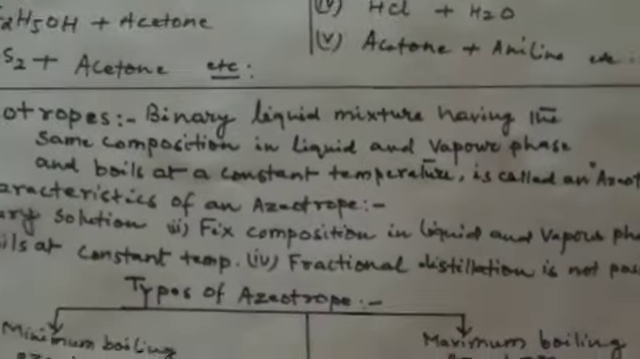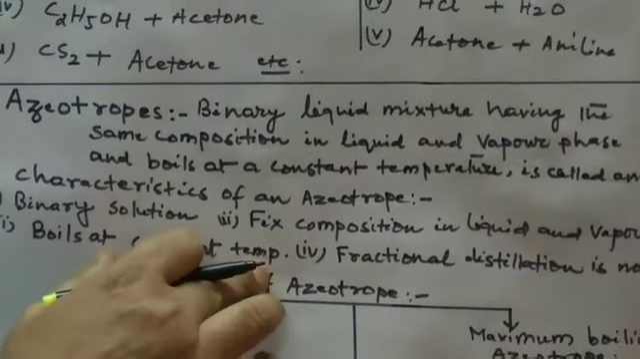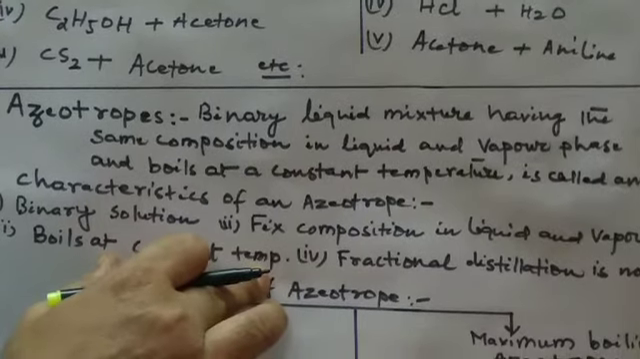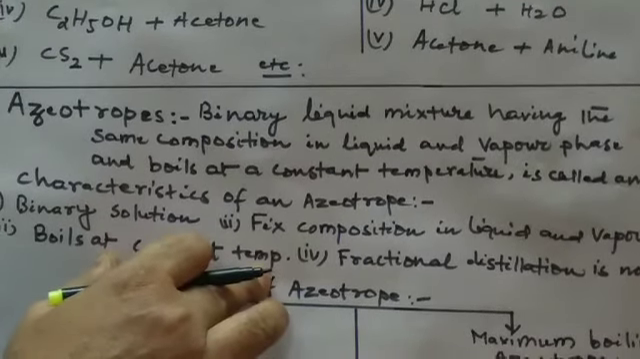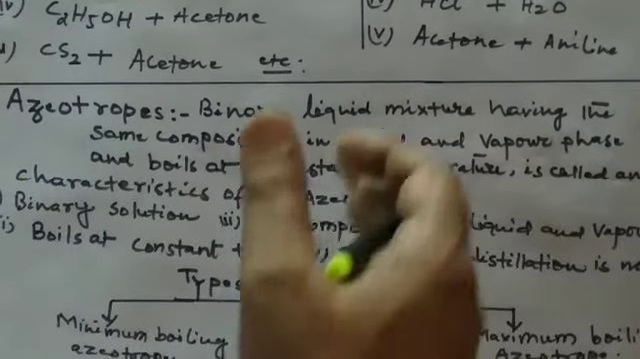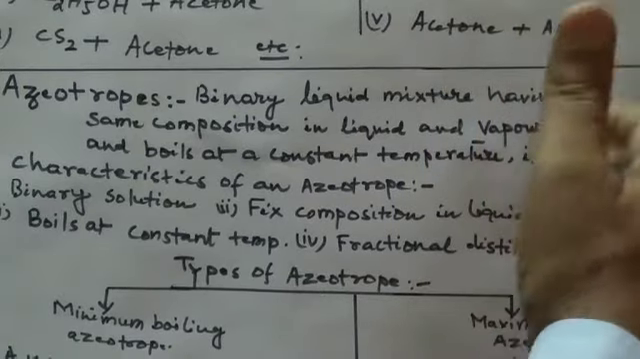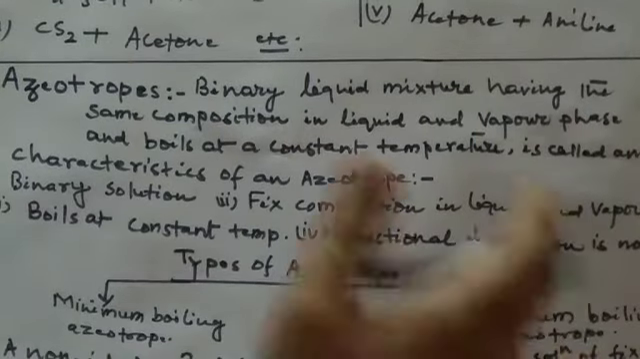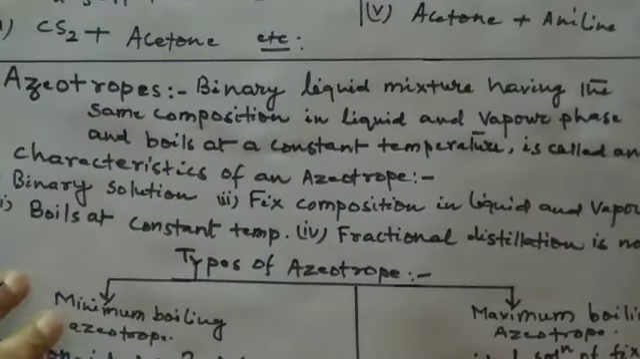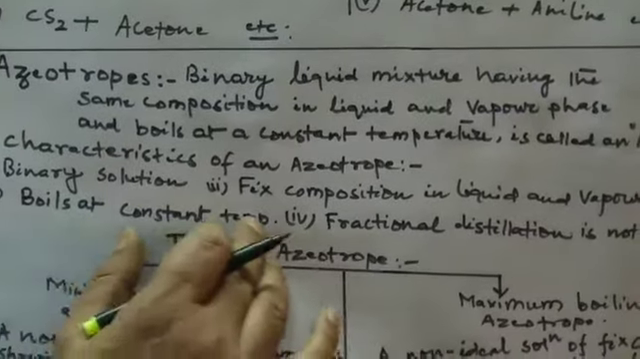Third, the solution must boil at a constant temperature, which will be either greater than the boiling point of either component or less than the boiling point of each component. Although we know that different liquids have different boiling points because of the different intermolecular forces of attraction, in an azeotropic mixture we find that they boil at a common, fixed temperature. They have a fixed constant boiling point.